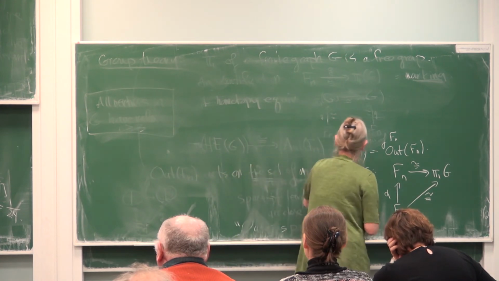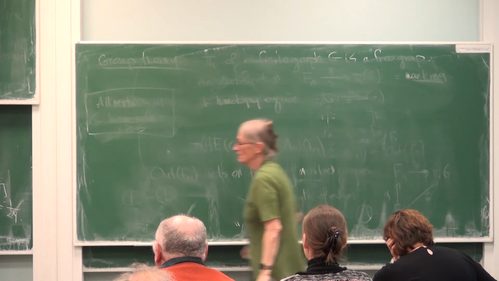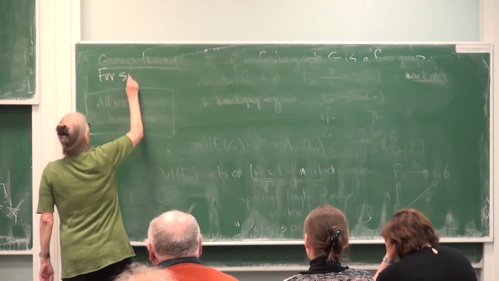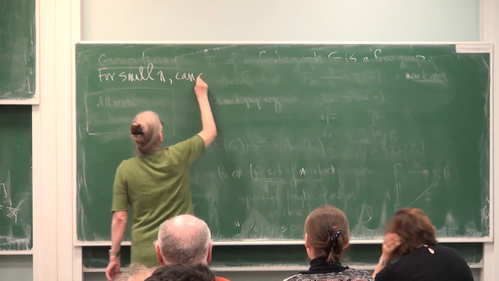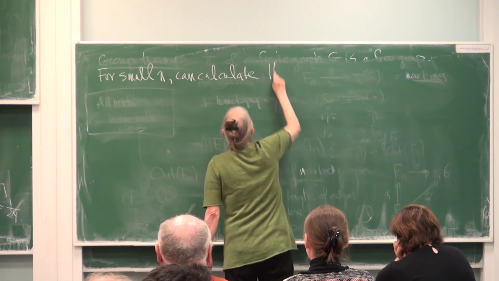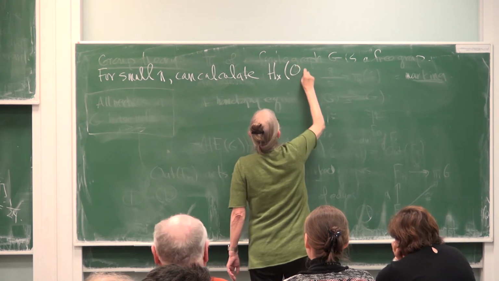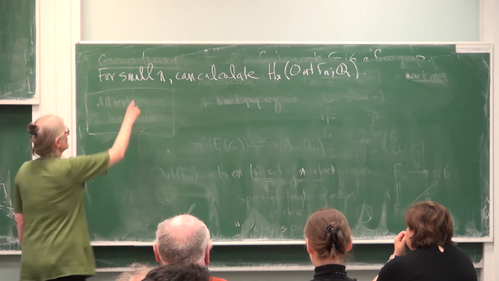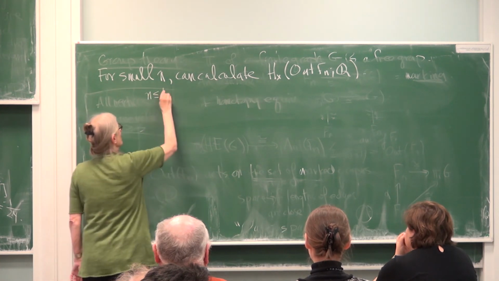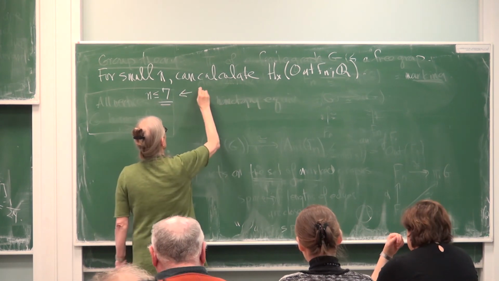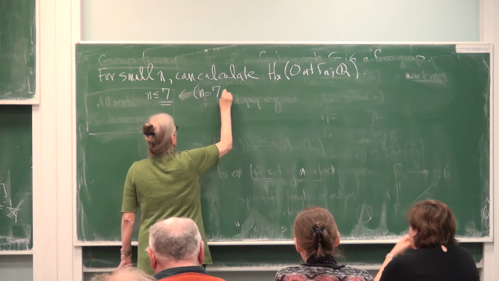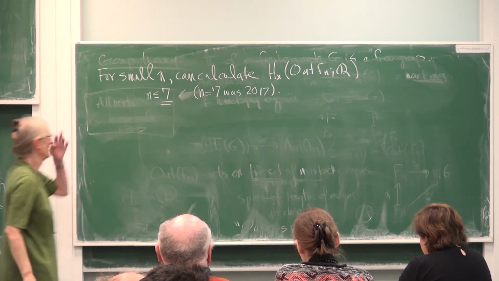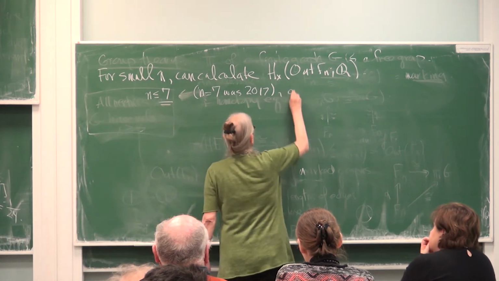So the question is, do these spaces have interesting topology as n gets bigger? For small n, you can calculate the homology of all of these. But let's just stick to Out(F_n). And small n means n less than or equal to 7. And n equals 7 was just done last December by Bartholdi. Last December, a year ago. And you get interesting stuff.